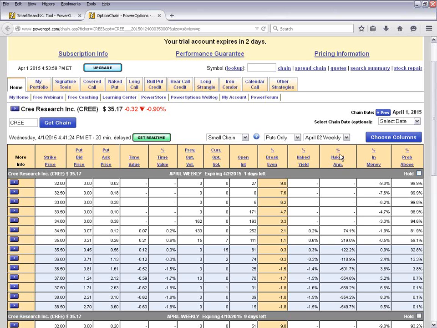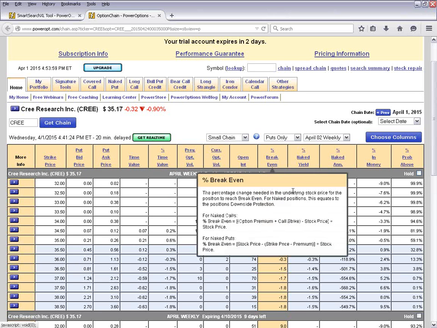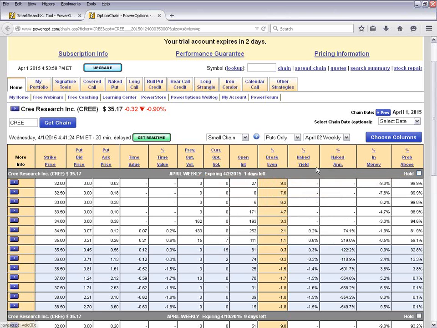Now, I'm going to clean this up a little bit. And what we're looking at here is a standard put chain. And we see here we have some basics: the put price, the time value, volume, open interest, the percent to break even if we sold it as a naked put, the percent naked yield, and the annualized. Well, let's clean this up a little bit.